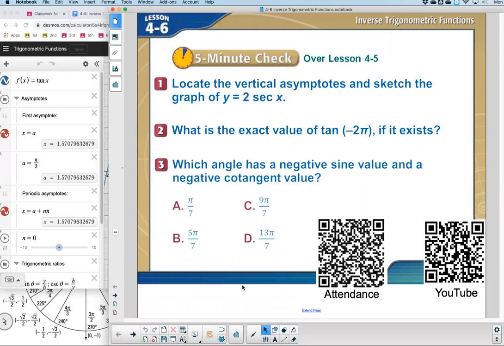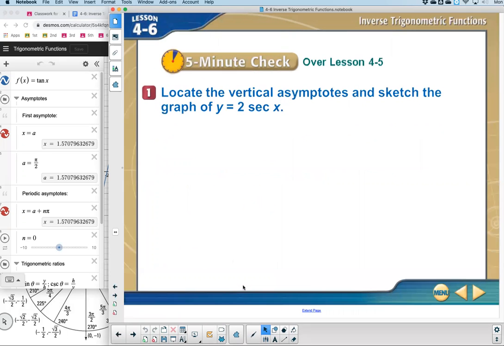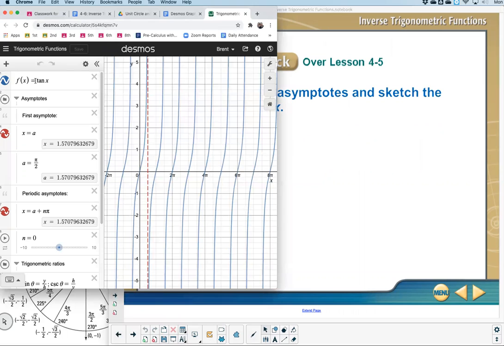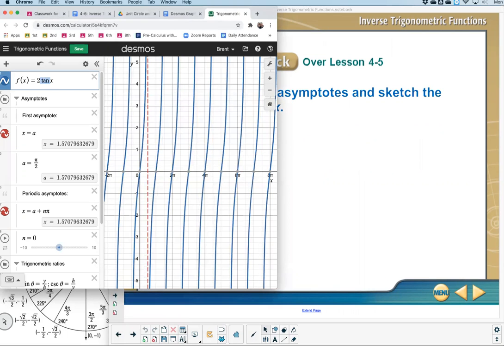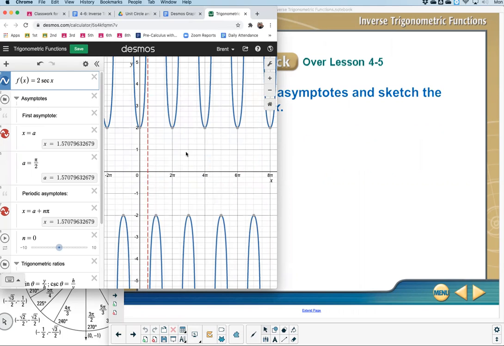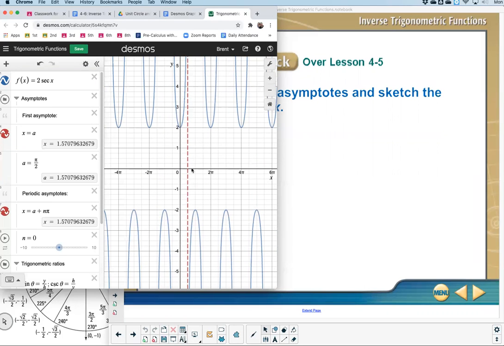So number one asks us to find the vertical asymptote and sketch the graph of y equals 2 secant x. I'm going to clear this just to make it easier to see. So we want to know where the vertical asymptotes are for 2 secant x. As you can see on this graph, my first asymptote that I've thrown in there is in the right location. But by way of reminder, this actual graph, 2 secant x, shown in blue, has gaps in it. There are areas where this graph does not exist at all, domain values where the graph doesn't exist at all.